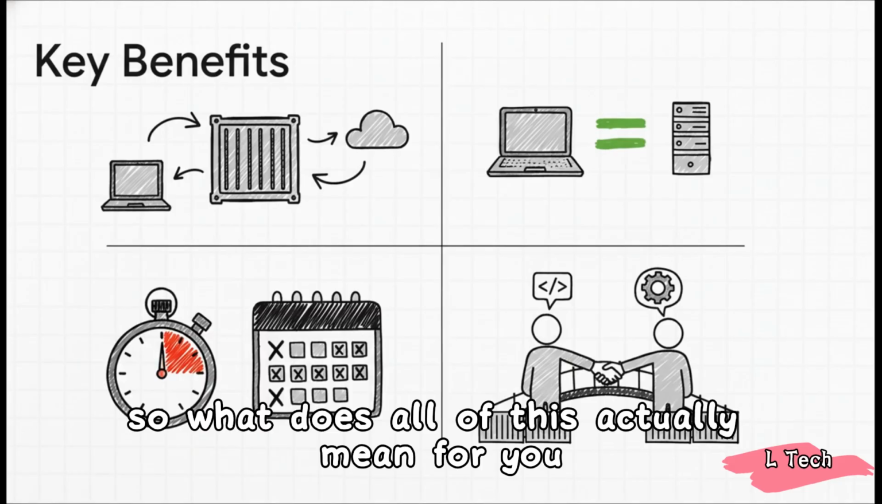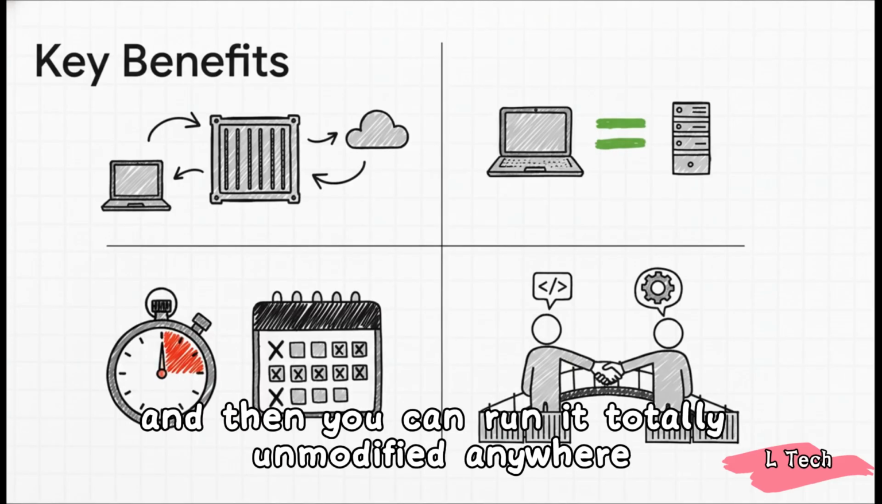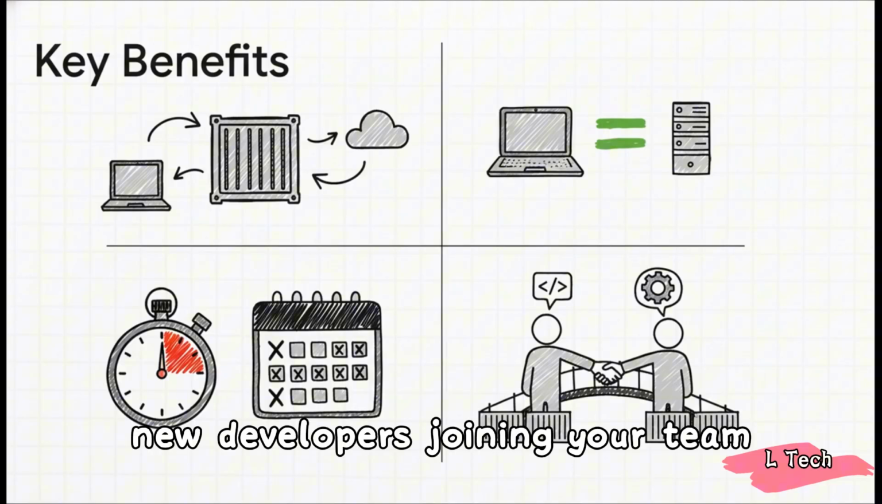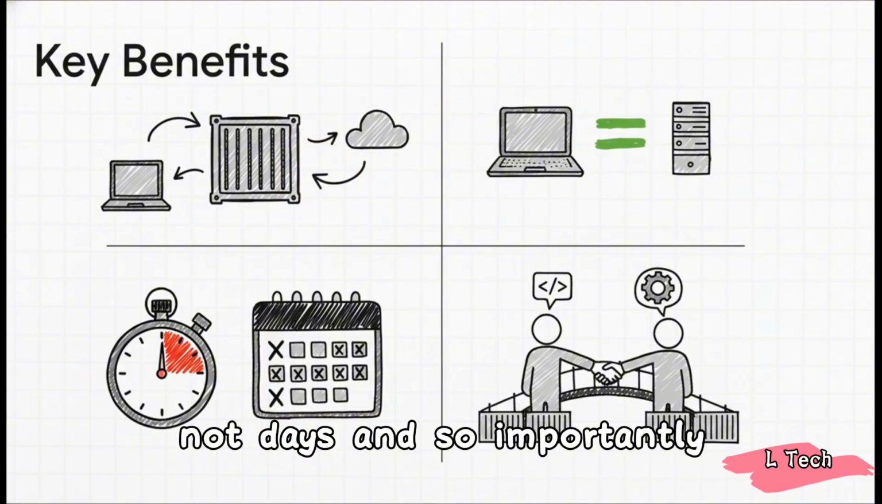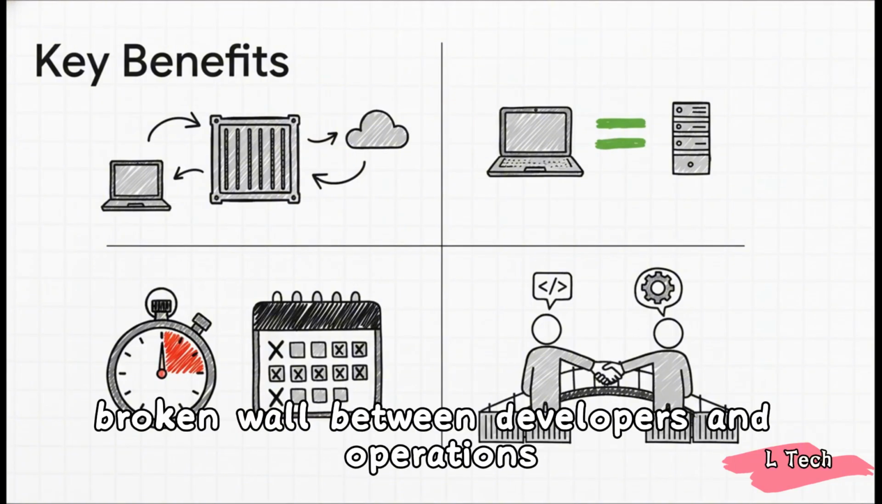So what does all of this actually mean for you? It means you build your app once, and then you can run it totally unmodified anywhere. It means that the "works on my machine" problem is finally dead. New developers joining your team, they can be productive in minutes, not days. And, so importantly, it builds a bridge over that old broken wall between developers and operations.